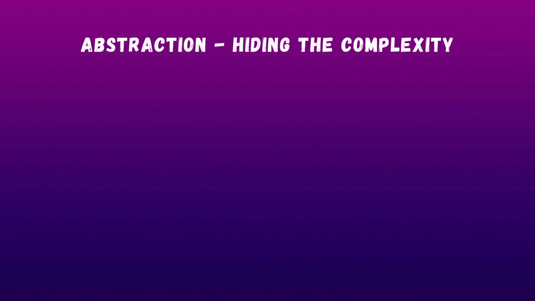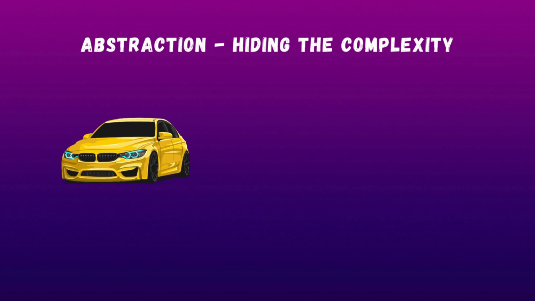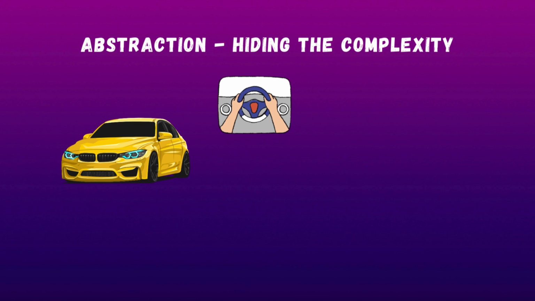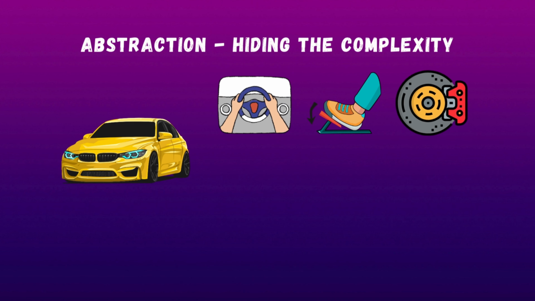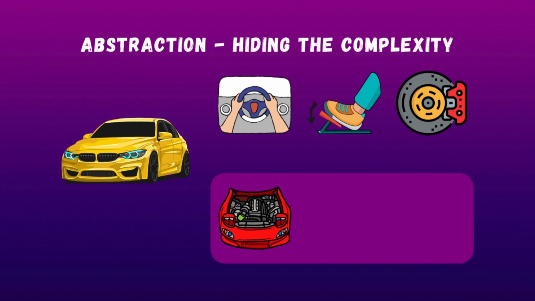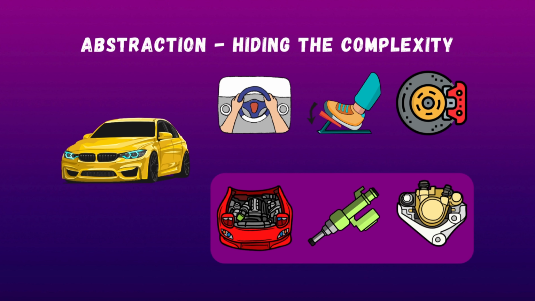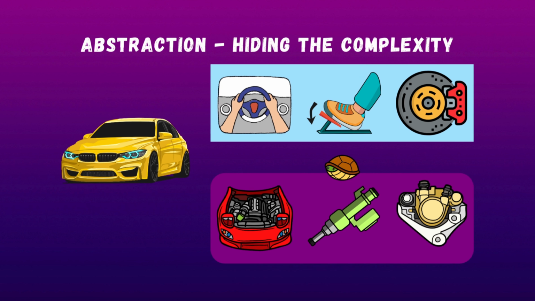Think about a car. When you drive a car, you only interact with essential controls like the steering wheel, accelerator, brakes. You don't need to understand the complex working of the engine, fuel injection, or braking mechanism. The internal details are hidden, and only the necessary functions are exposed for use. This is abstraction in real life.